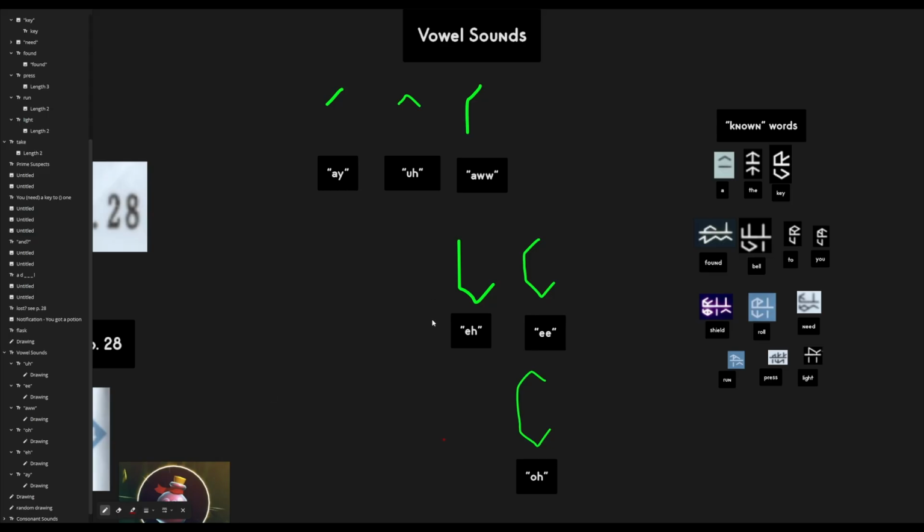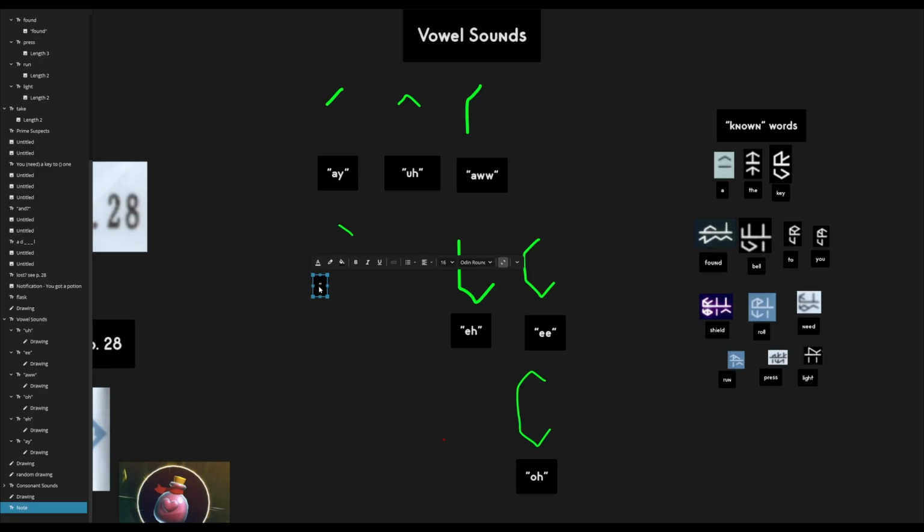Let's make this our green color. And it's literally just this. I'm gonna add, oh no, it doesn't matter. I know what that is. This is I. I. Okay.